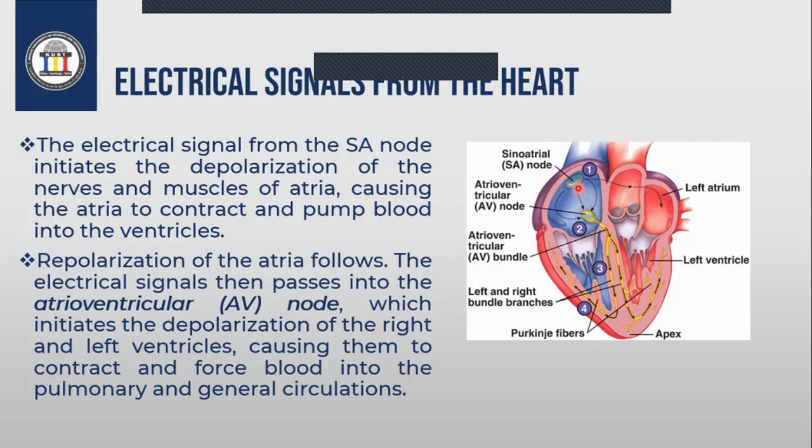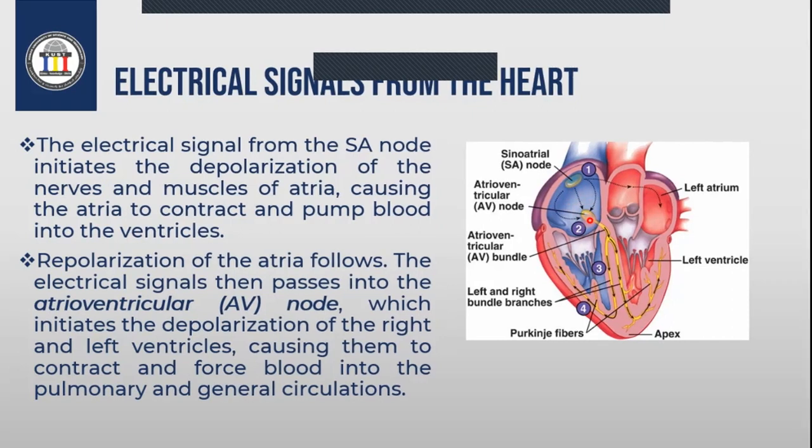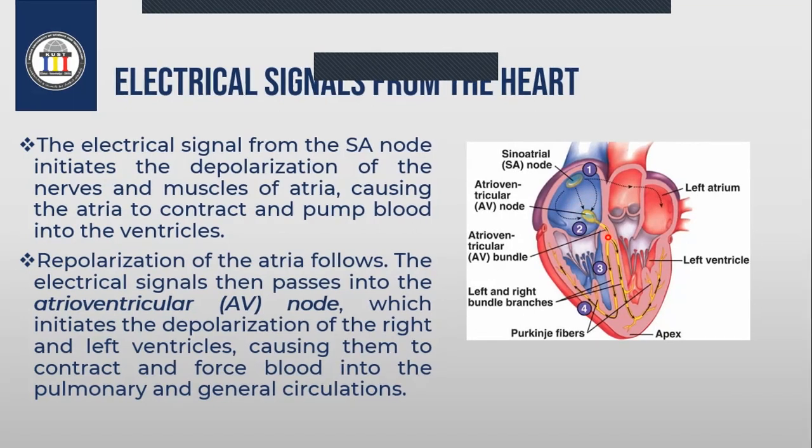Then the signal will move from number one to number two, which is the atrioventricular node, the AV node. When it moves here, the signal moves through the bundle of His. From the bundle of His, it moves to the Purkinje fibers. So all these ventricles will be full of the electrical signal. Then the action potential happens here, sending the blood outside to the pulmonary circulation or to the systemic circulation.